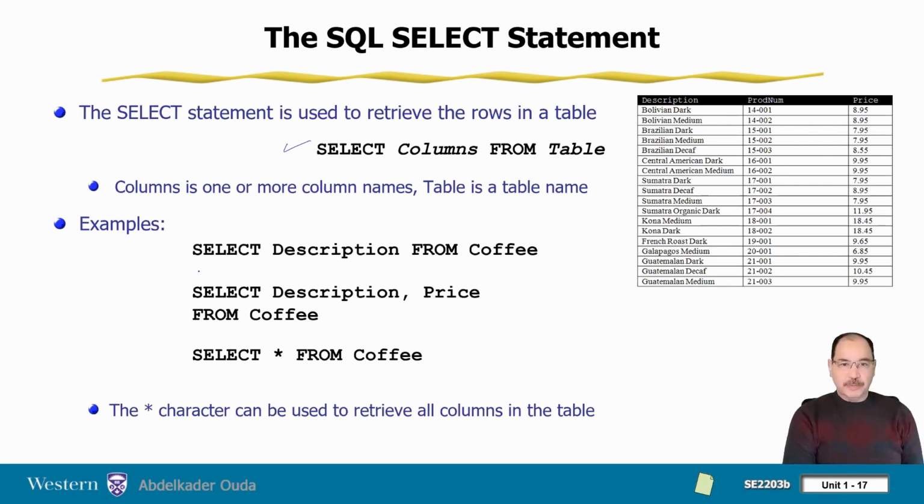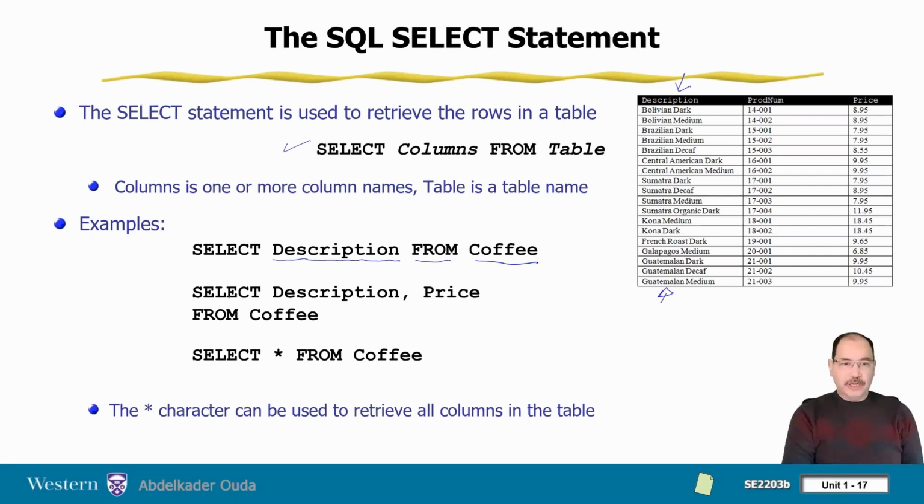To select information from the column description in my table, I write the command select, and then I write here the column name and the keyword from, and then the table name. This command here will go and retrieve all this data. The entire column data will be retrieved to my application.